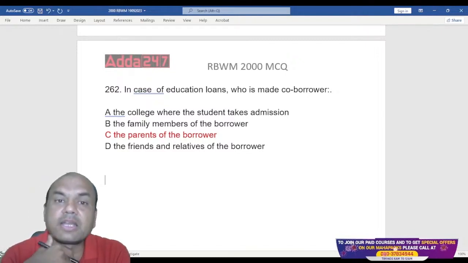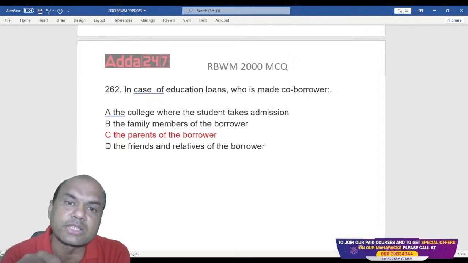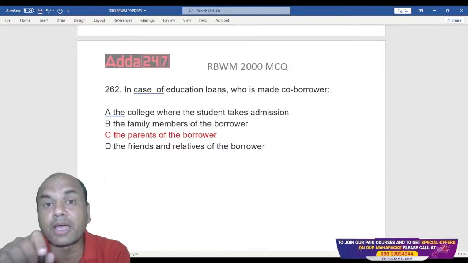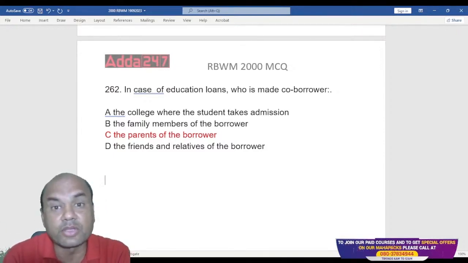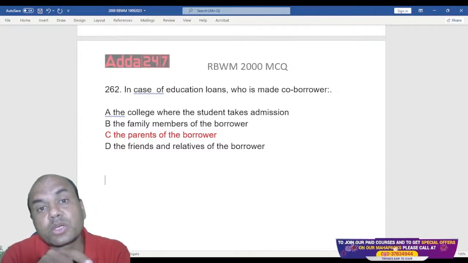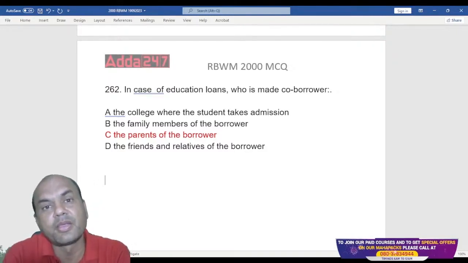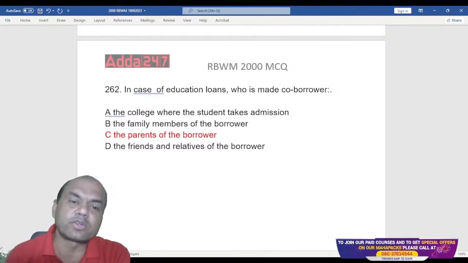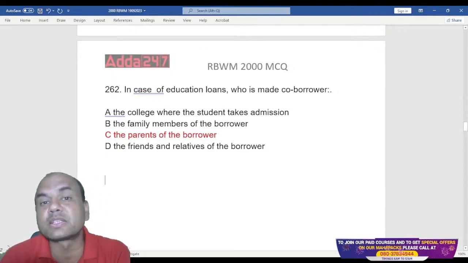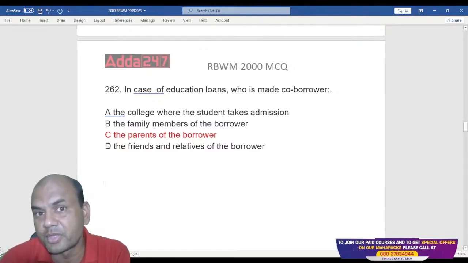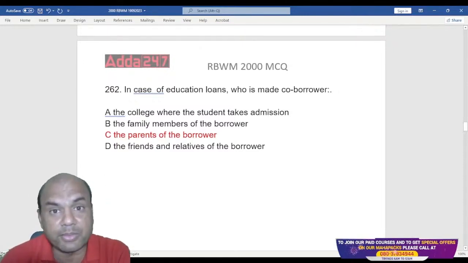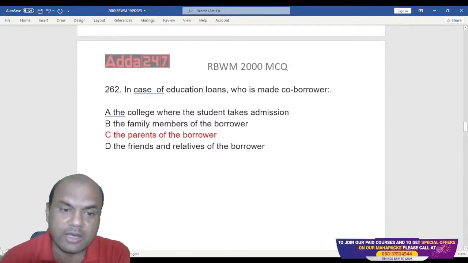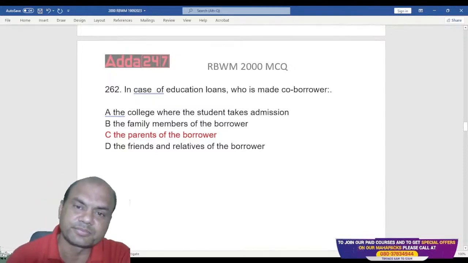It is expected that the student should complete the course and repay the loan by joining a job or doing some business, anything. So that is the logic behind it. The student should repay. But we take parents as a co-borrower. Why? Because if the student doesn't get a job immediately, or if the student fails, then what? The loan is to be repaid in any case. So that repayment will be done by this co-borrower, the parents, okay?